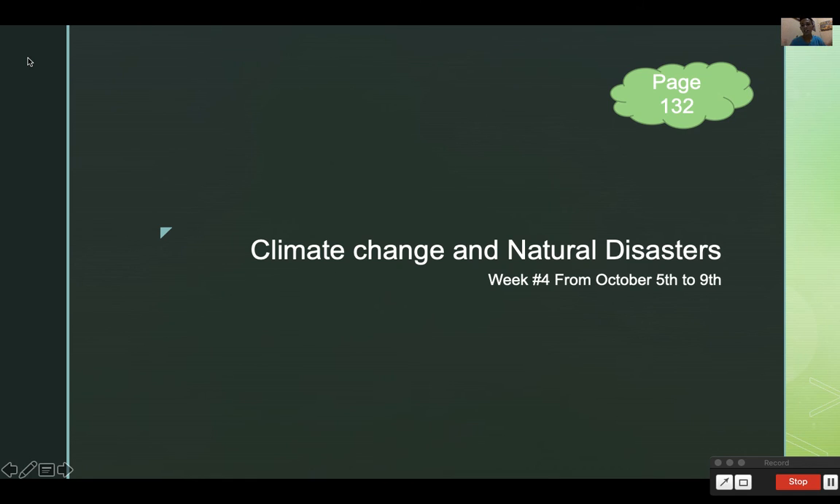Then we have natural disasters. What is a natural disaster? For example, hurricanes, tornadoes, earthquakes, flooding, something like that, right? Like Hurricane Mitch here in Honduras, that is a natural disaster. Natural disasters are formed by natural things that occur because of mother nature, if you want to say that. But today we're going to see more specifically what these topics are.